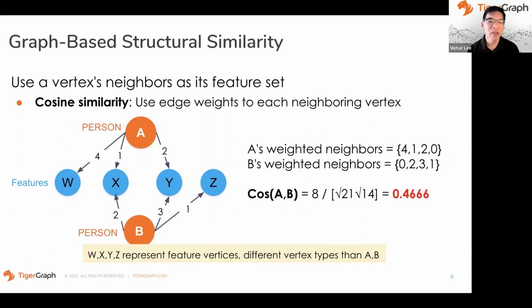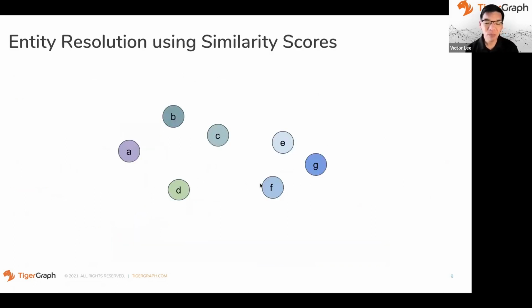And so there are a variety of similarity algorithms that can be used to compute a score based on this graph structural similarity of A and B. One example is cosine similarity. It takes into account the weights of these relationships and which ones match. And so the score is going to depend on the weights of these X and Y that match, but divided by the existence of all these other factors, whether they match or not. That's one way to come up with a score.